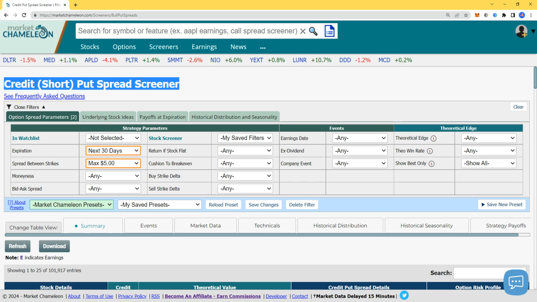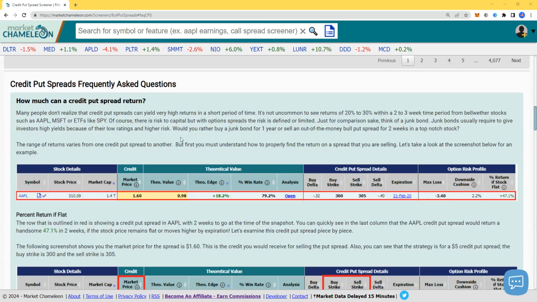So just so you know, a credit put spread, let's read about it so you know what's up. If you scroll down on the filter, on the credit put spread filter, this is not a new feature, just something I haven't noticed until now. Again, Market Chameleon, every day you find insane new stuff, so just explore non-stop. It tells you how much a credit put spread can return.